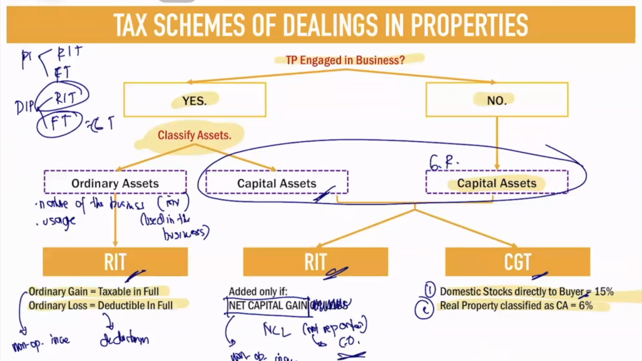But if I don't have a business, then I can classify the table as a capital asset. So as a rule, personal assets, since you are not engaged in business, are capital assets. Okay? And a capital asset can be subjected to RIT or CGT, while ordinary assets are always at RIT. So I hope you still remember this one when we discuss it during our introduction.